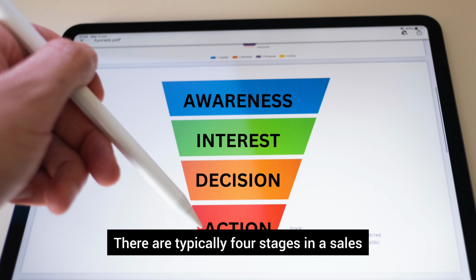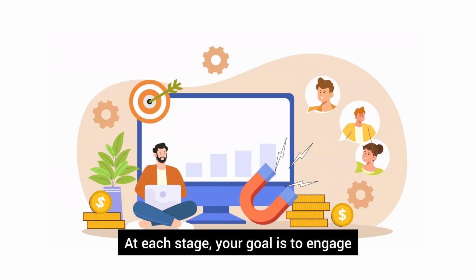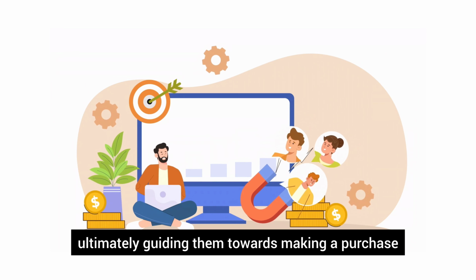There are typically 4 stages in a sales funnel: awareness, interest, decision, and action. At each stage, your goal is to engage and nurture leads, ultimately guiding them towards making a purchase.